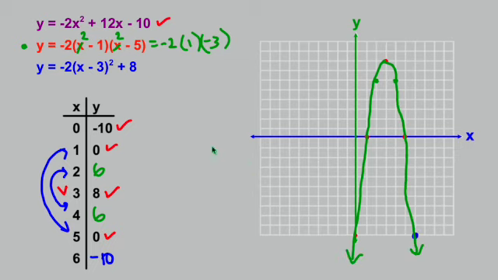There is our parabola using the information from the 3 forms, plus just getting a couple extra points here, and then we're all done. Hope you got a lot out of this video. Thanks for watching.